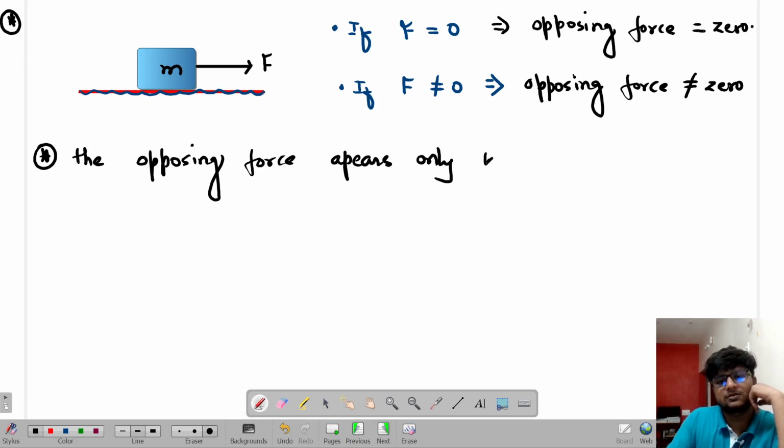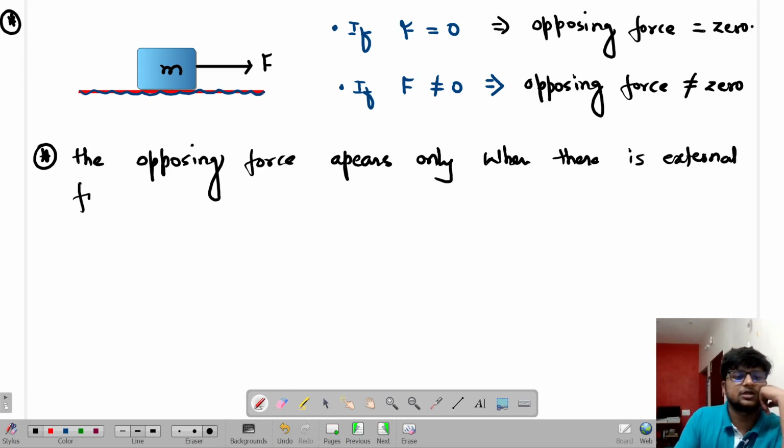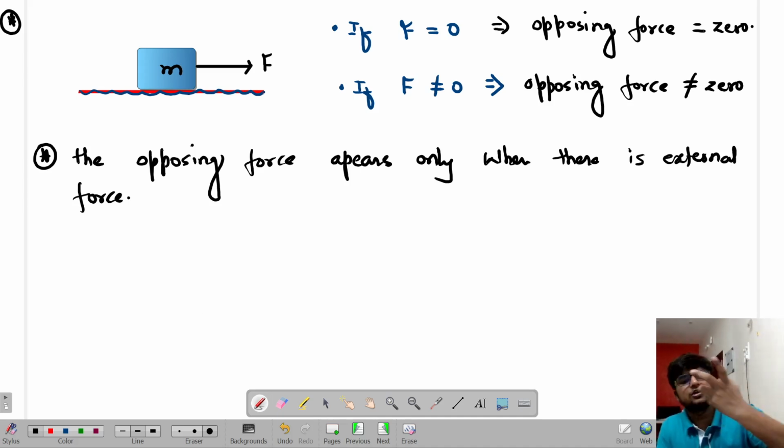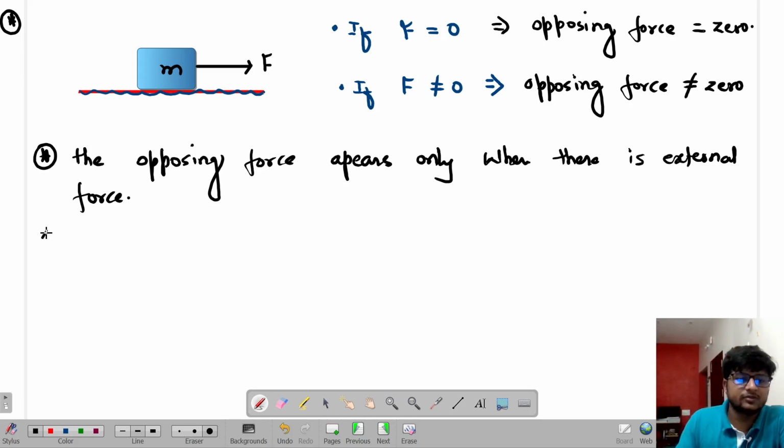only when there is an external force. Only when there is which kind of force, Balak? External. If my external force is zero, then the opposing force is also zero. Why am I assuming like this? Because if an external force is there, only then is it going to bring some relative motion between the contacts.